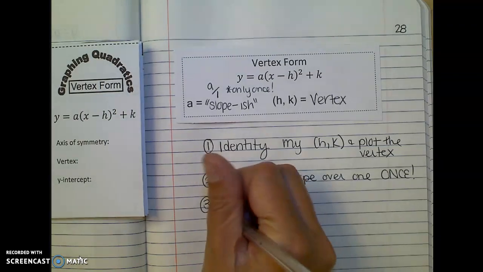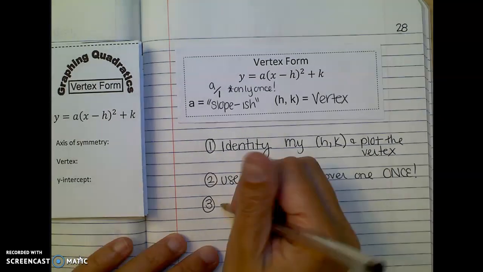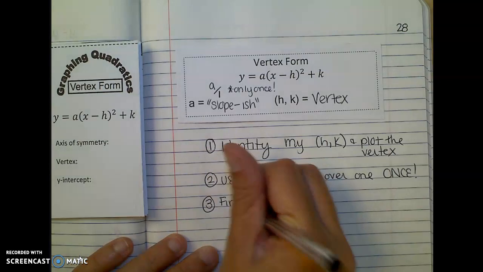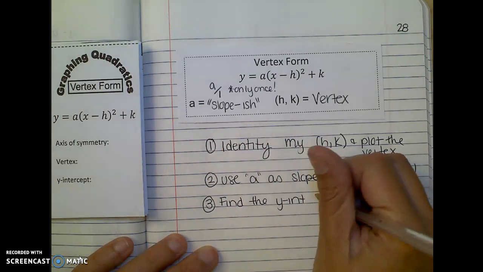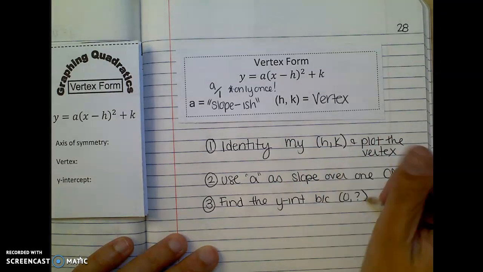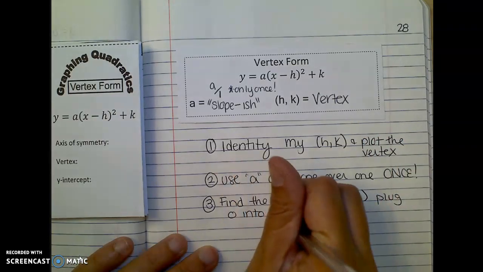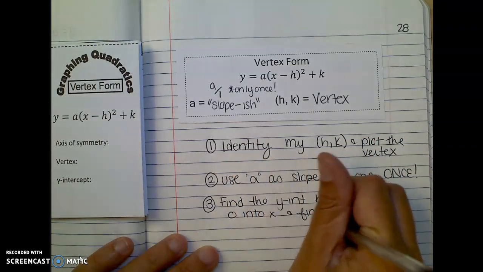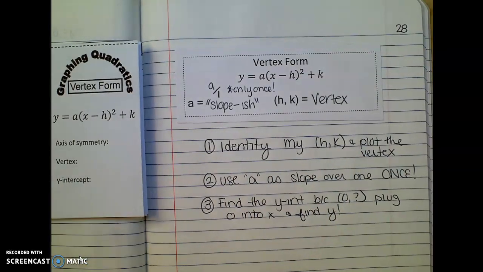So if I really wanted to get more points, another easy point that we talked about in class today that I could do is I could find the y-intercept, because it's always at 0, something. So I plug 0 into x and find y. So it's like a lot to talk about to just kind of try it.